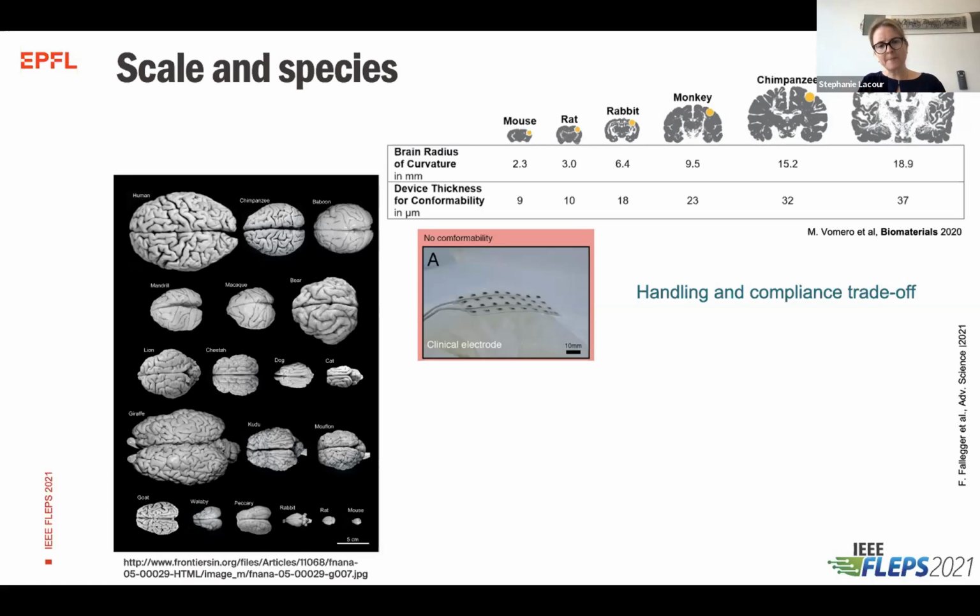And what you're seeing here is a photograph of a clinical ECoG, which is sitting at the surface of a mock-up of the human brain. So we made a 3D printed model, if you want, of the human brain. This is now molded, casted into a hydrogel, so it mechanically resembled the structure of the human brain. And if you lay the clinical array at the surface of this brain, you can see that it actually bends a little bit, but it doesn't conform very well to the surface.